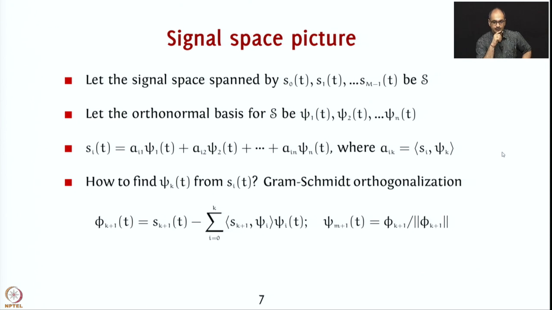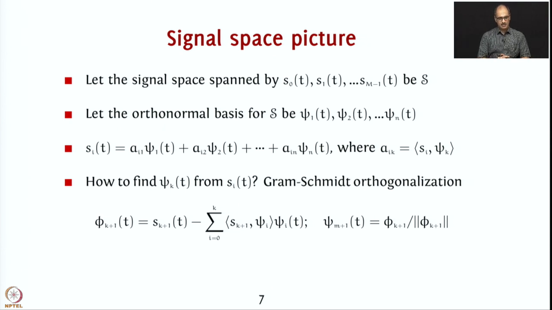Now, all of these si's can be expressed as linear combinations of these psi's. That is, si(t) is a_i1 psi1(t) plus a_i2 psi2(t) plus ... a_in psi n(t). So essentially what we are saying is that the signals can be represented as linear combinations of the orthonormal basis signals. And these a_ik's are obtained by projecting the si's onto the respective psi's.